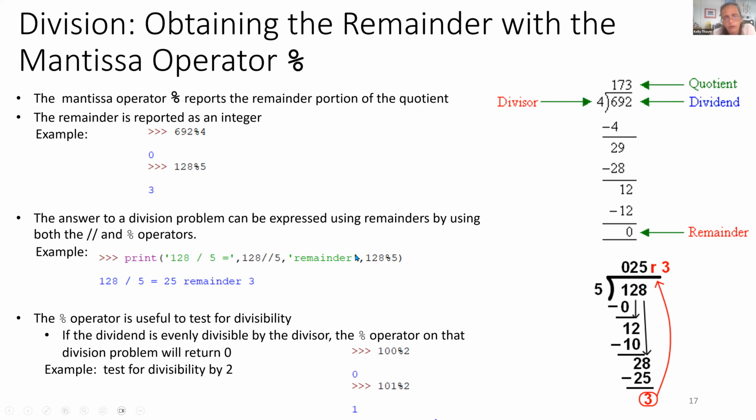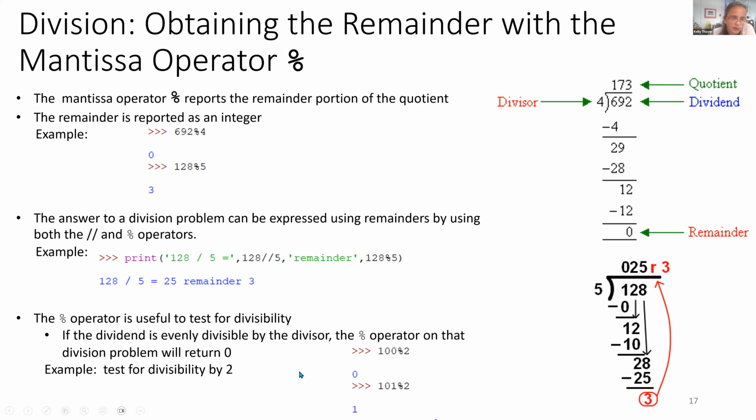We could also report all of this out here. I'm showing you how to do this in a nice little sentence format. So we're going to print 128 divided by 5 equals, literally, right? 128 divided by 5 equals, and now we have the floor division, which gives us the 25 remainder word right here, literally, and then 128, what is the remainder with 5? It is going to be that 3, and we put it right in here.